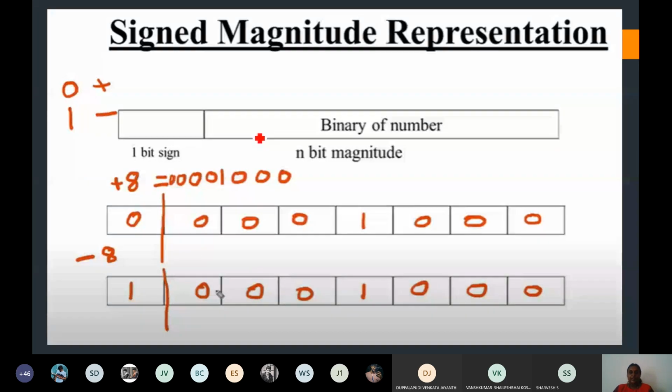Okay. So I'm having an n bit magnitude number. I'm going to represent the number in the form of binary. The number I'm going to take is plus 8. Now, how many bits I'm going to represent is 8 bits representation. Please don't get confused with the 8 bit representation and the number 8. The number I'm going to represent is 8. For representing it in binary number, how many bits I'm going to consider? 8 bits I'm going to consider.